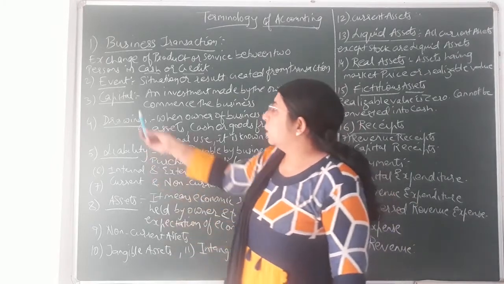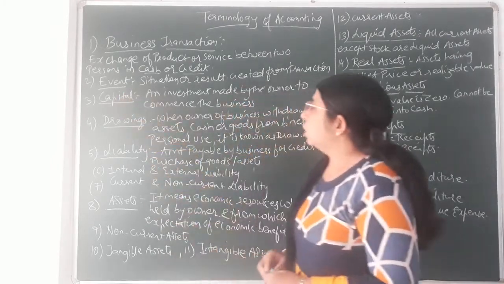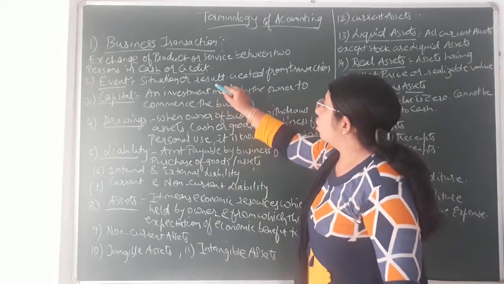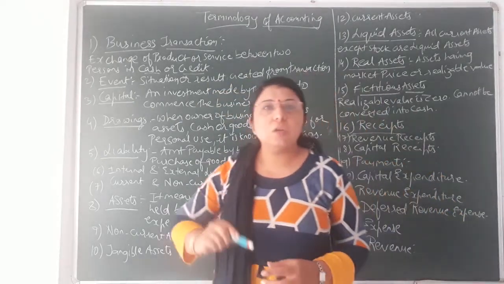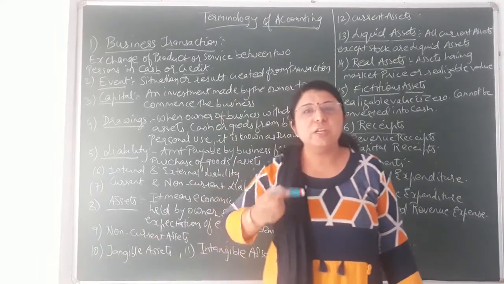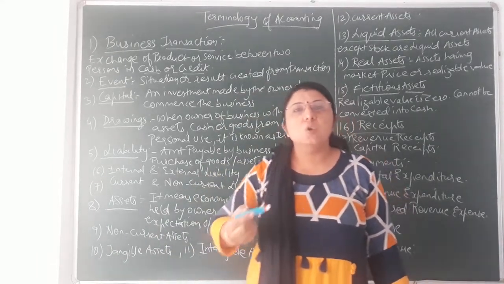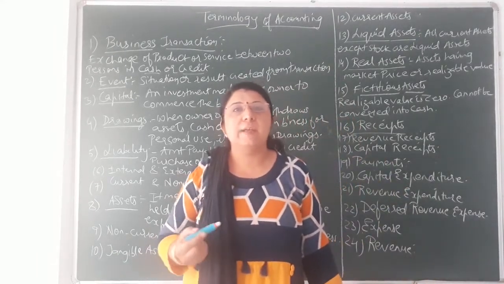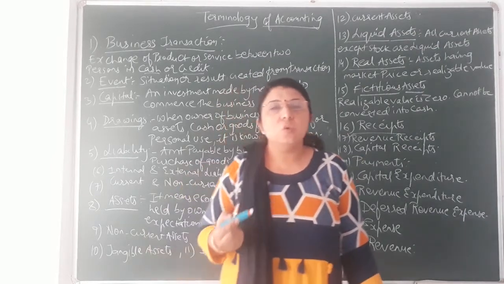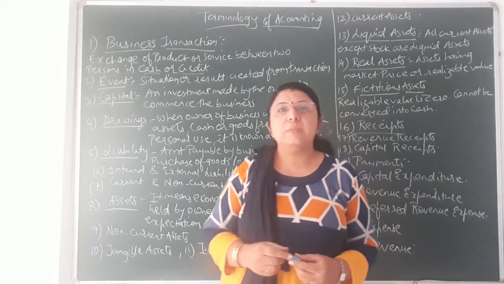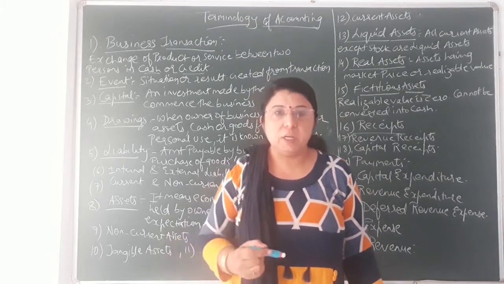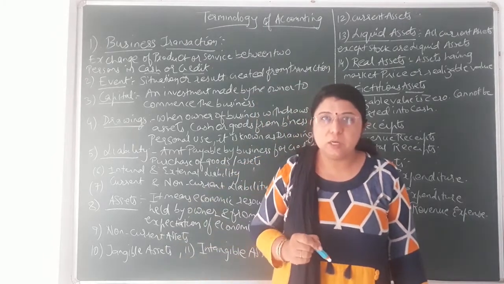Okay, next one comes, that is event. Now what is an event? Situation or result created from a transaction. Due to any of the transactions, suppose goods worth rupees 5,000 have been sold to Amit. So this is one transaction. Another transaction, suppose wages paid rupees 500. So these are the two transactions, right?